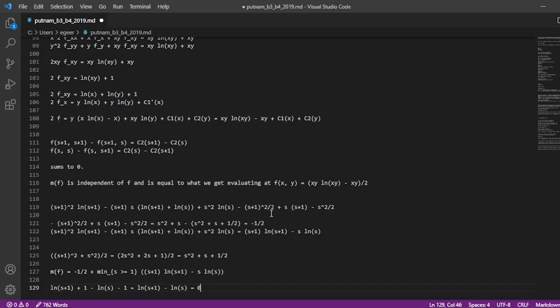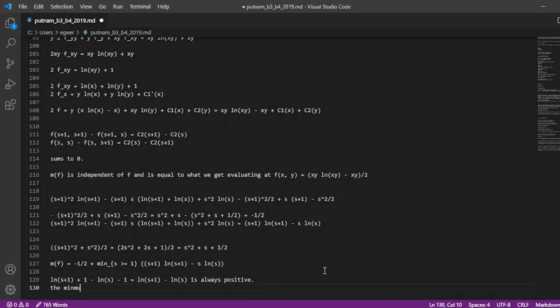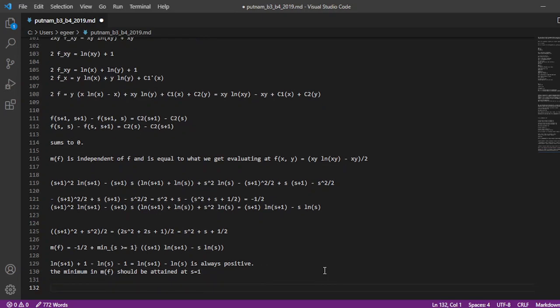Yeah, I'm not sure. Because this is never equal to 0, there doesn't seem to be an interior optimum. So ln(s plus 1) minus ln s is always positive, right? So that means this expression is increasing in s. So the minimum should be attained at s equals 1. And at s equals 1, let's evaluate it. It will be minus 1/2 plus 2 ln 2 minus 1 ln 1, which is just 0, so it's going to be equal to 2 ln 2 minus 1/2. So I think this is the final answer.